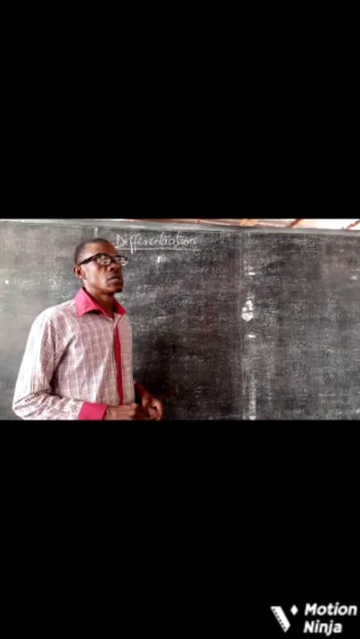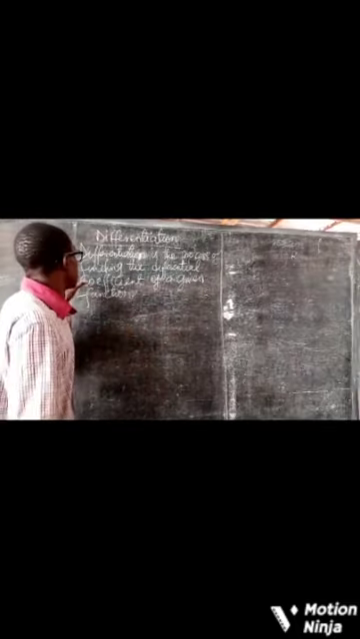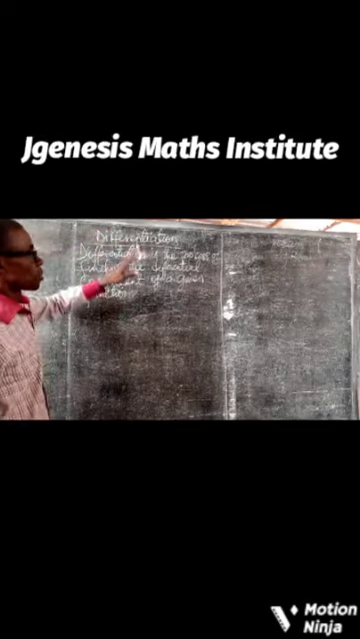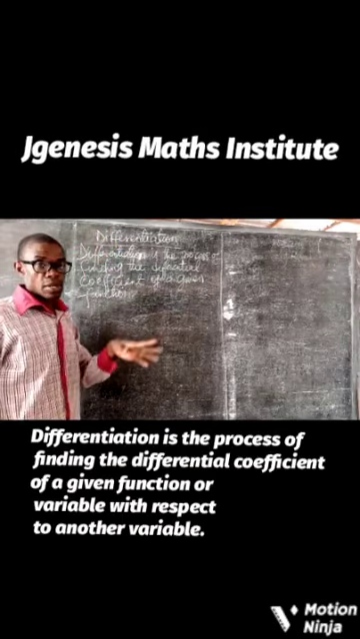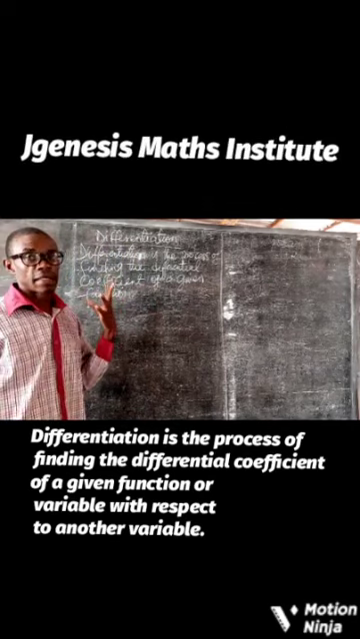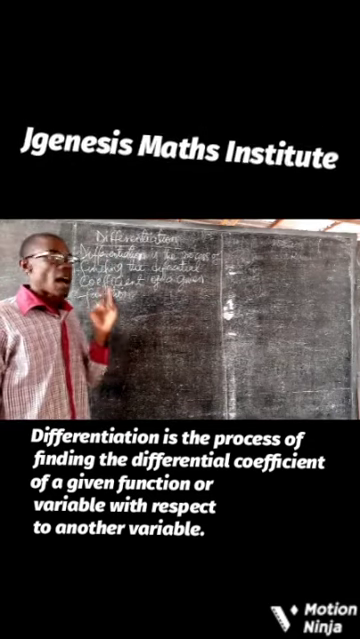So today we will be looking at differentiation, but we will be looking at an aspect of differentiation. However, we're going to still look at differentiation in its entirety. By definition, we have to start by defining what differentiation is before we look at the types of differentiation. There are many of them, and we'll begin to pick them one after the other.